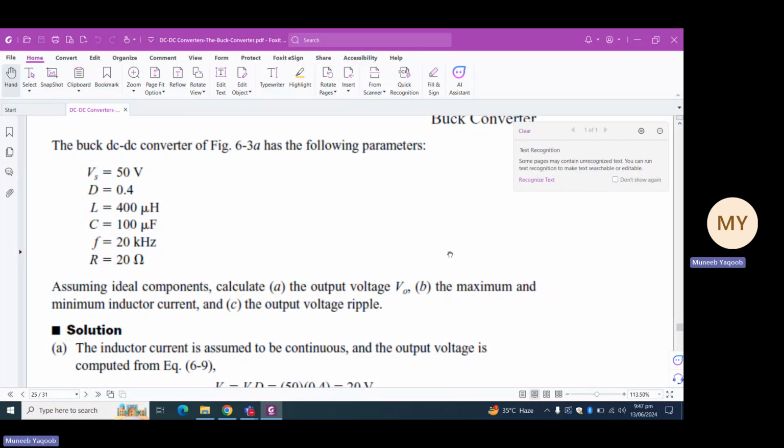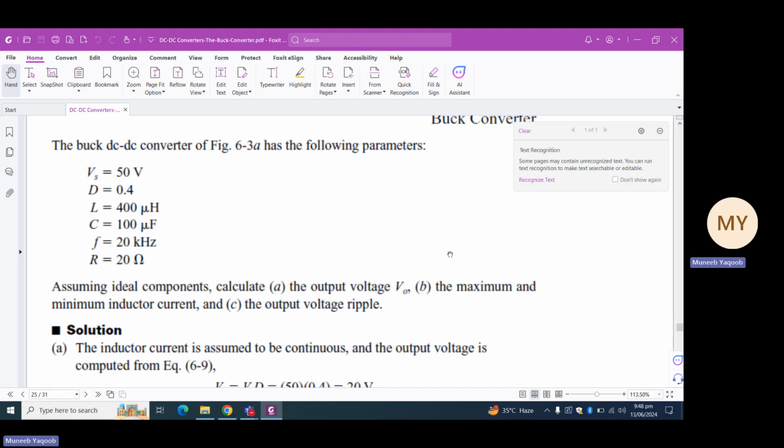Dear students, yesterday we studied the basic configuration of the buck converter, where we studied that the output voltage of the buck converter, V out, is equal to Vs times the duty cycle D. Similarly, we derived the equations for the minimum inductance required and the capacitance that allows minimum ripple voltage. So today we will perform some numericals that will help us understand the concept of the buck converter.